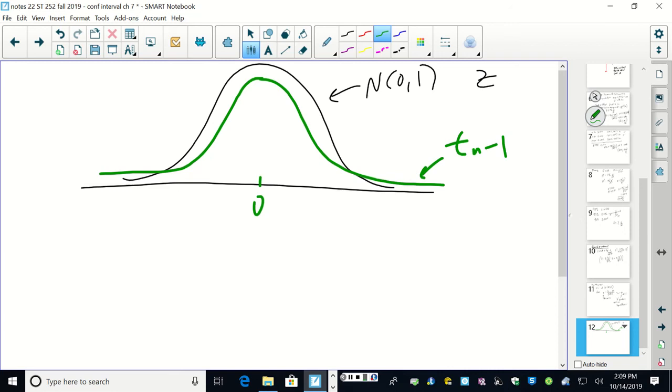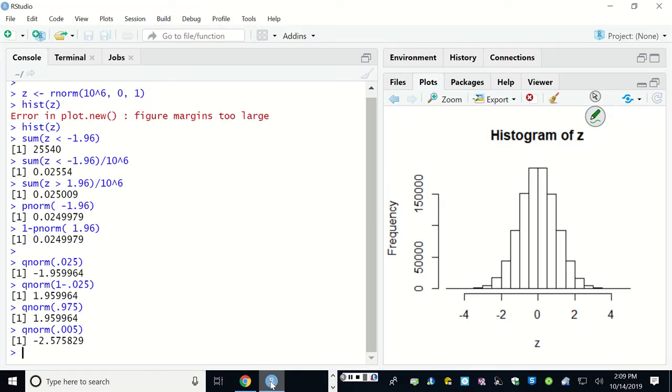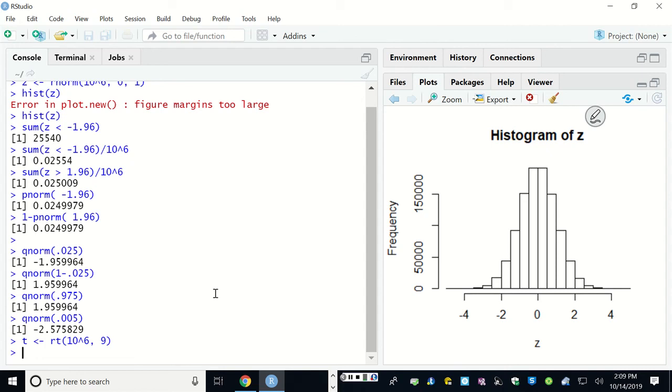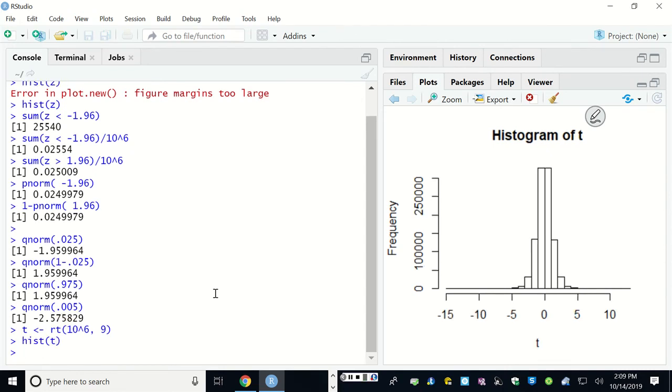So let's look at that in R a little bit. I'm going to do a t sample. RT is random t. Let's do a million points again, and let's use degrees of freedom not too big. Let's say 9 degrees of freedom, a small sample size of 10, right? The histogram of t doesn't look too big, but it looks like we've got some points that look kind of crazy big or small for it to draw it like that.